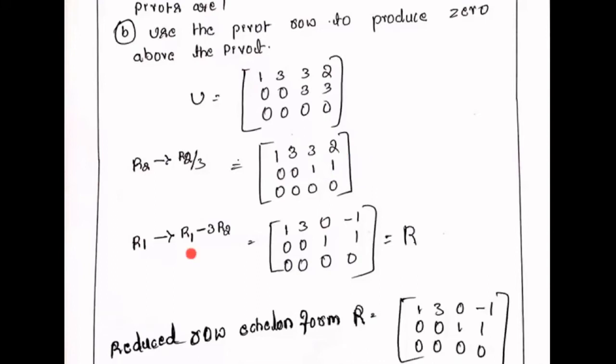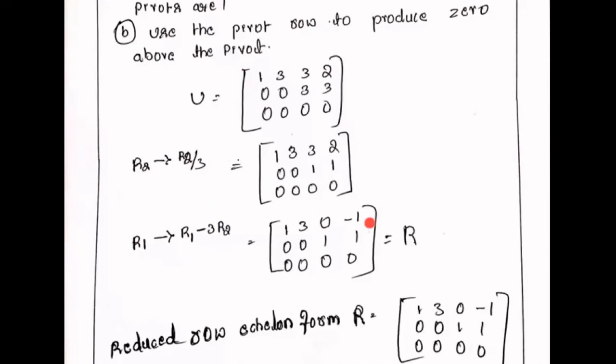Then the last element of row 1 is 2, minus 3 times the row 2 element. It is 2 minus 3 times 1. So 2 minus 3 is nothing but minus 1. That's why I'm writing this.